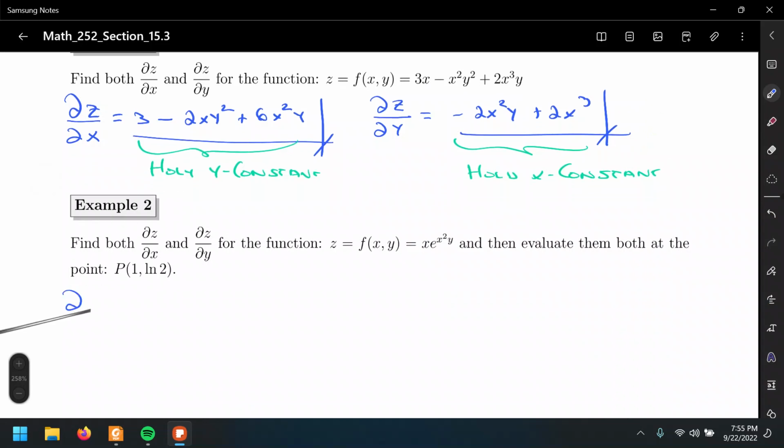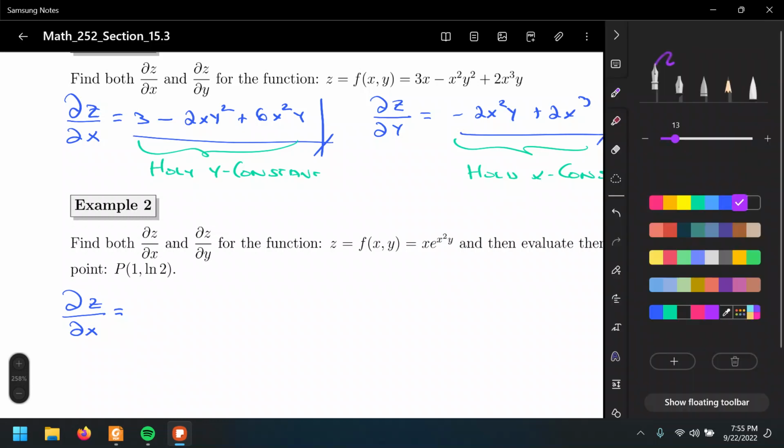So the partial derivative of the function z with respect to x, well, in this case we are going to hold y to be constant. So check this out. If we focus on this function, notice we have a product of functions. That means we will have to use the product rule.